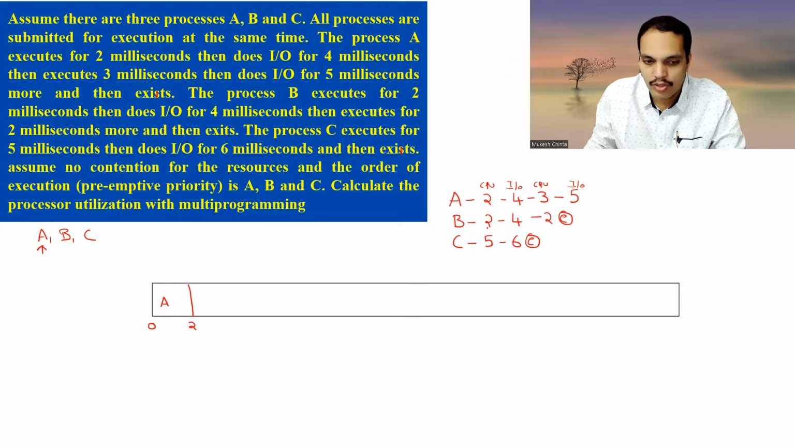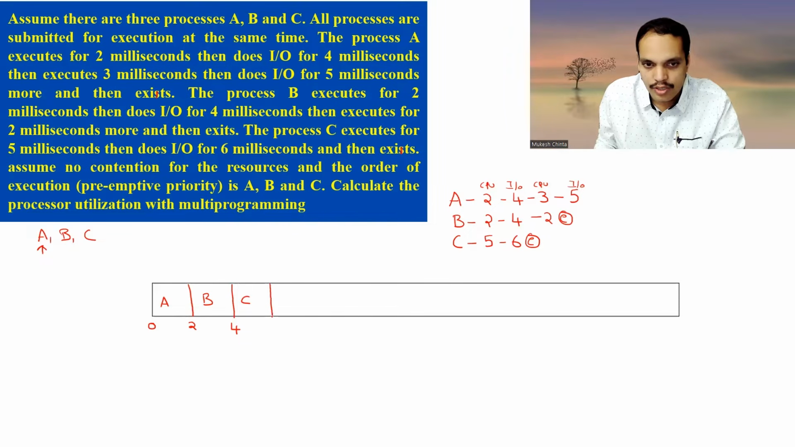During this time, B is also waiting here. So next I will allocate the CPU to B, which once again executes till 4. Once again, B goes out for IO operation. Now, once B goes out for IO operation, the only remaining process is C here. So I allocate the CPU to C.